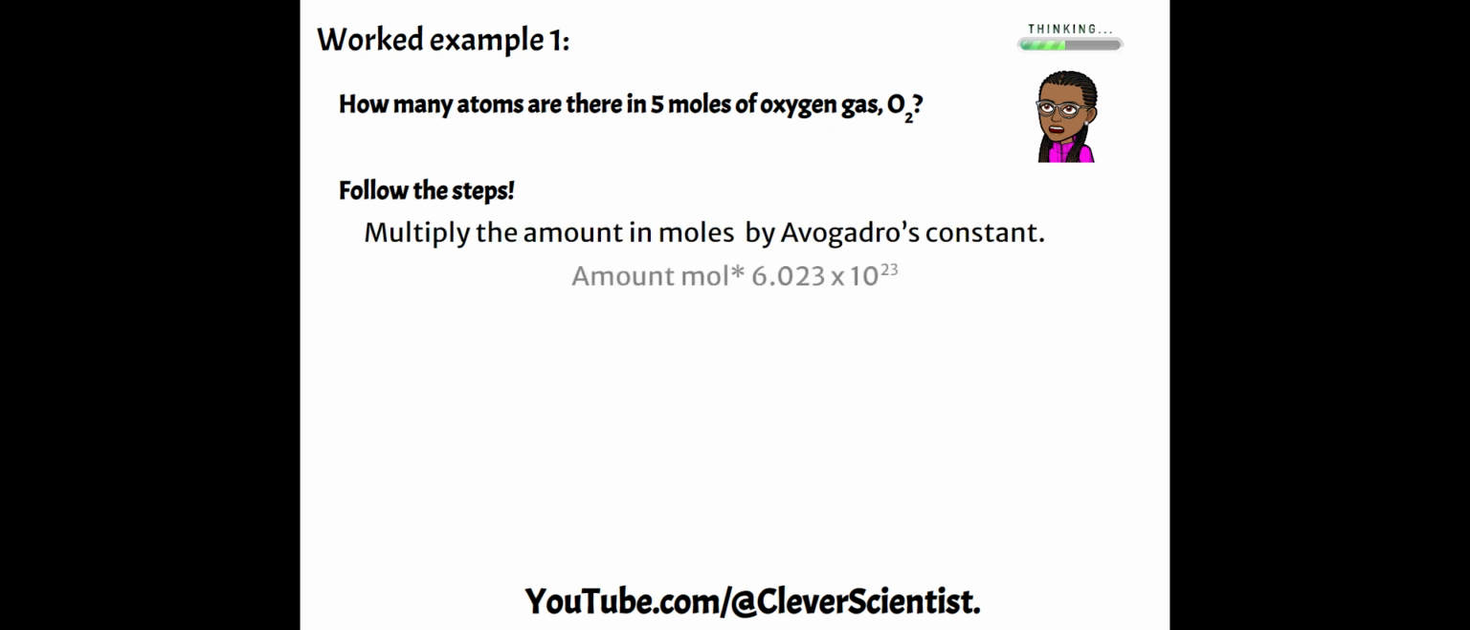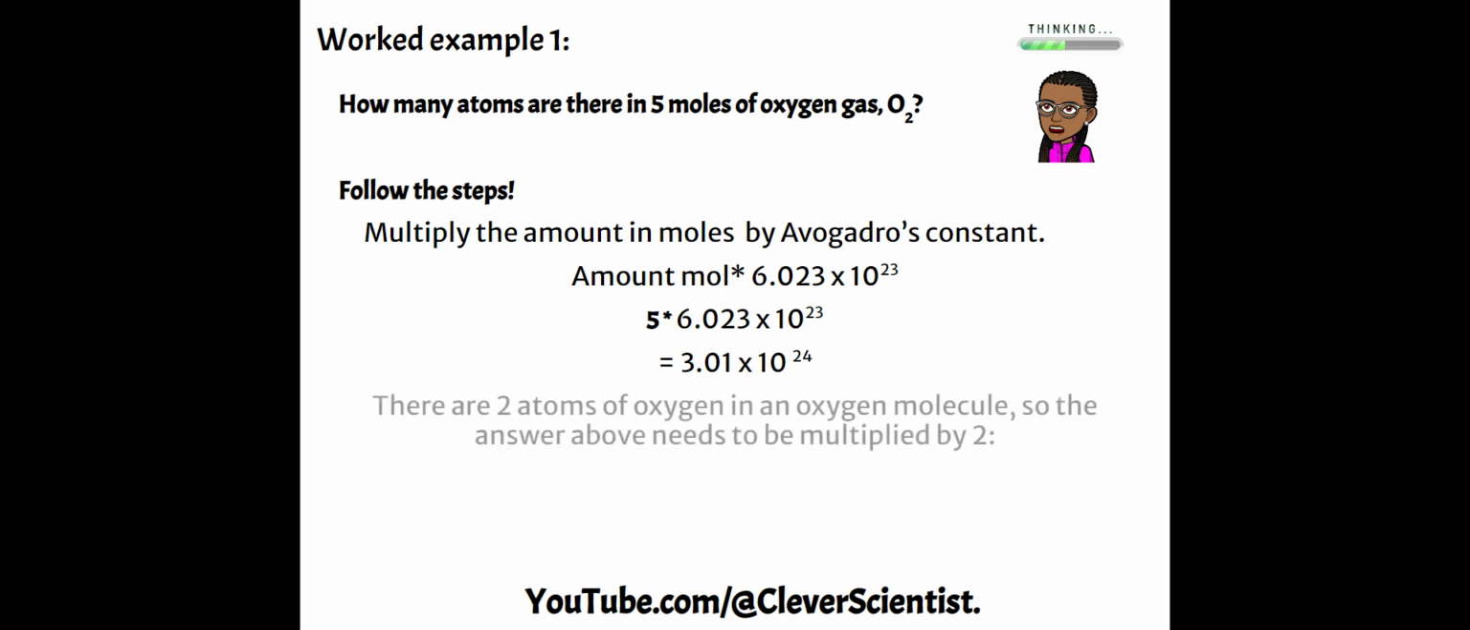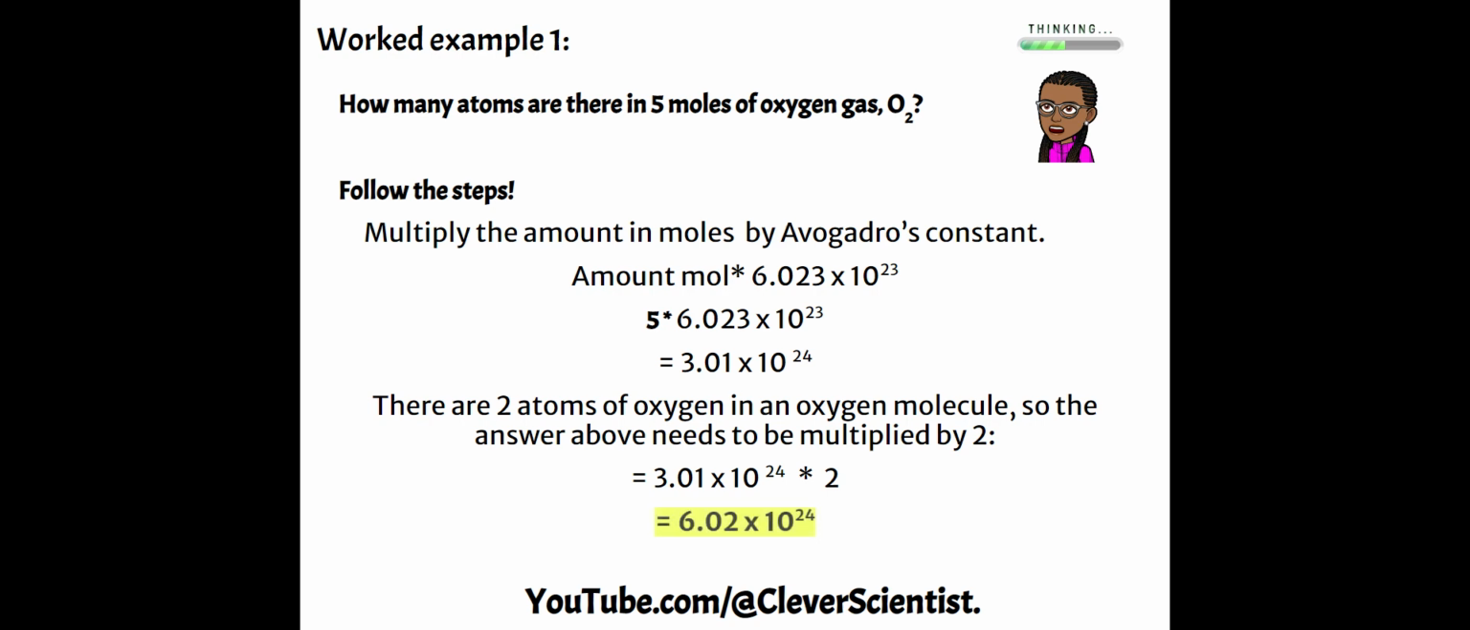So in the question, we are told that we've got 5 moles, and the particles that we're looking at are molecules. We've got oxygen. Okay? So, there we go. 5 times Avogadro's number, and it gives you that number, 3.01 times 10 to the 24. Now, because there are 2 atoms of oxygen in each molecule of oxygen, we've got to multiply the answer that you just calculated by 2. And when we do that, we end up with 6.02 times 10 to the 24.